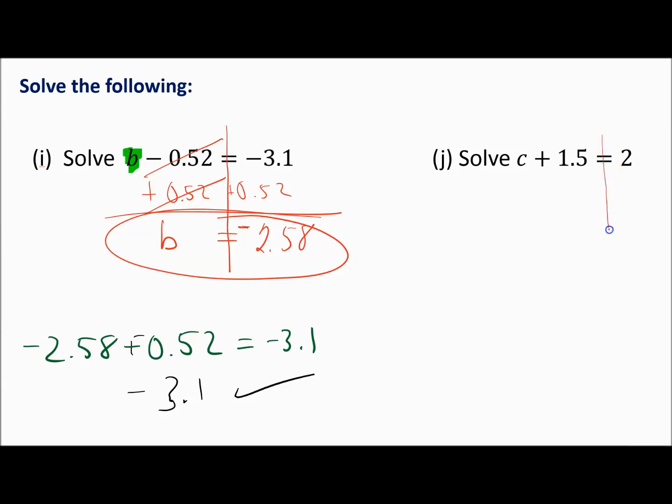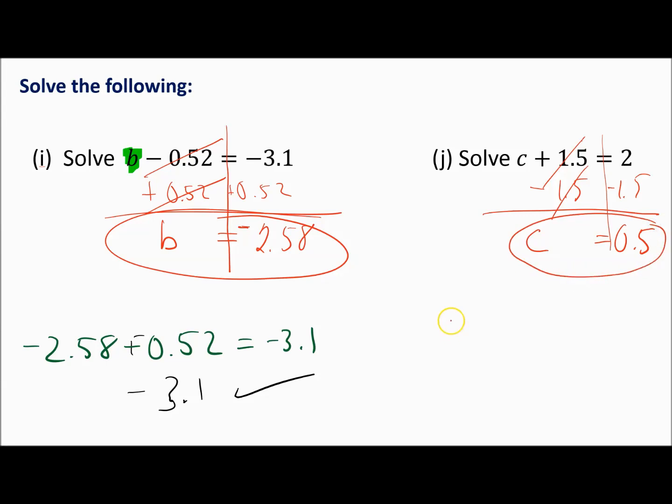What I hope you're doing is drawing a line if you're new to this. I'm trying to get the C by itself. It's called isolating the C. To do that, I'm going to subtract 1.5 from both sides of the equation. Those cancel, so I'm left with C equals 2 minus 1.5 is 0.5. A lot of you can just see that in your head, or you can use a calculator. So my solution is C equals 0.5.